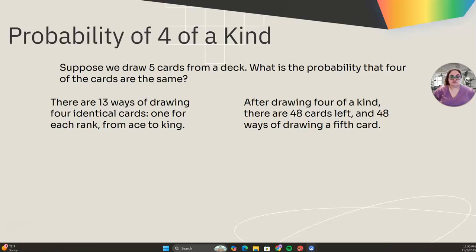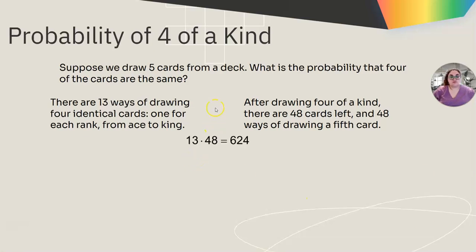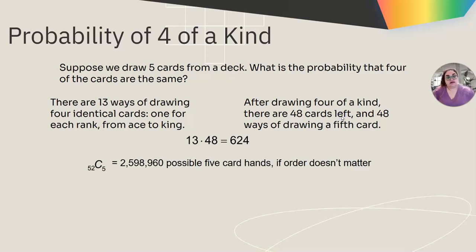So we would do 13 times 48 to get our possible number of outcomes, 624 outcomes. So this is the fundamental counting theorem, right? Now, we have to divide that by our total sample size, which would be 52 choose 5 cards, which is 2,598,960 possible ways to choose 5 cards in a hand if order doesn't matter, right? And order doesn't matter in this case because I can shuffle my cards and I still have 4 of a kind, even though I have them in different order.